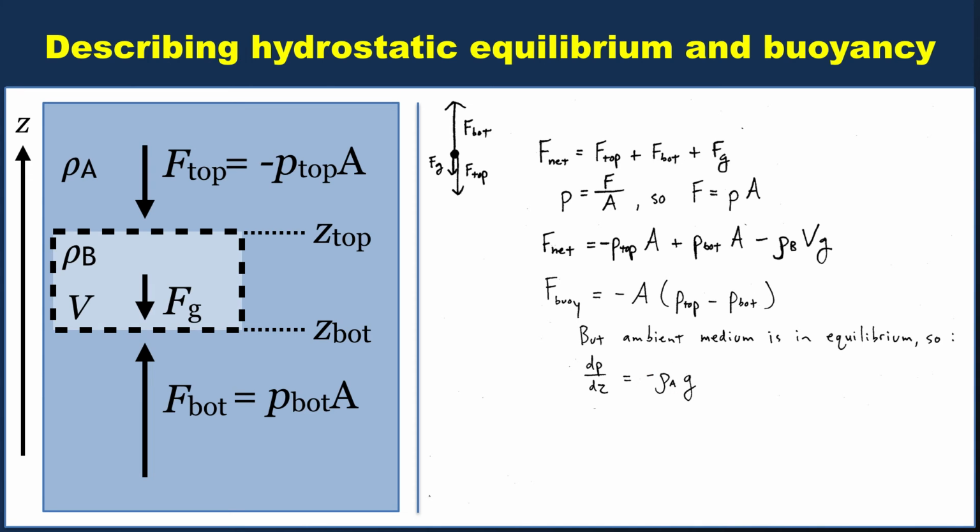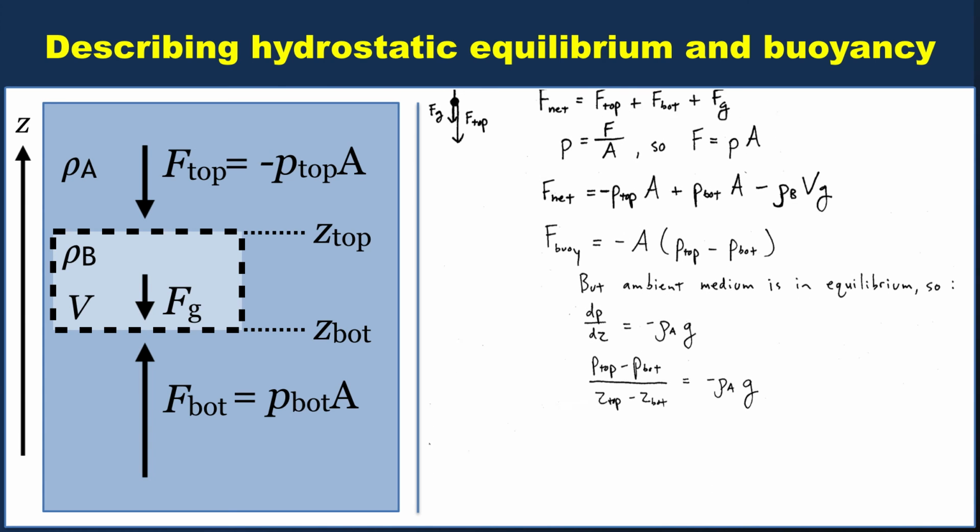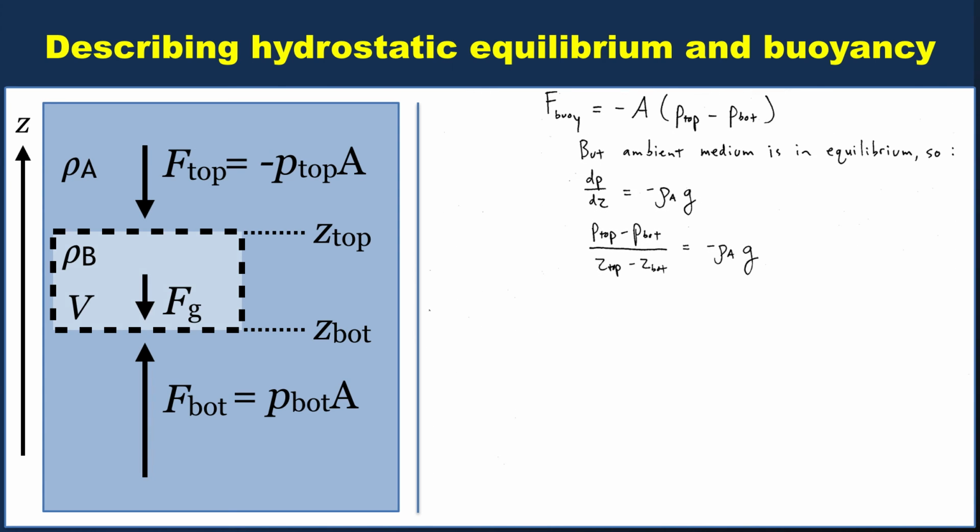We can rewrite the derivative as a ratio of differences, and I can get away with this as long as I'm pretty sure that rho sub A and g aren't changing appreciably over the size of the box. If they were, we would have to keep it as a derivative and formally do integrals, but in this case we're pretty sure that whatever the ambient medium is, if it's water, it's probably about the same density at the top and bottom of the box, and certainly little g wouldn't change much for a box of reasonable size. So moving everything up, we can solve for the difference between the two pressures, P top minus P bottom. It's all that stuff on the right-hand side.